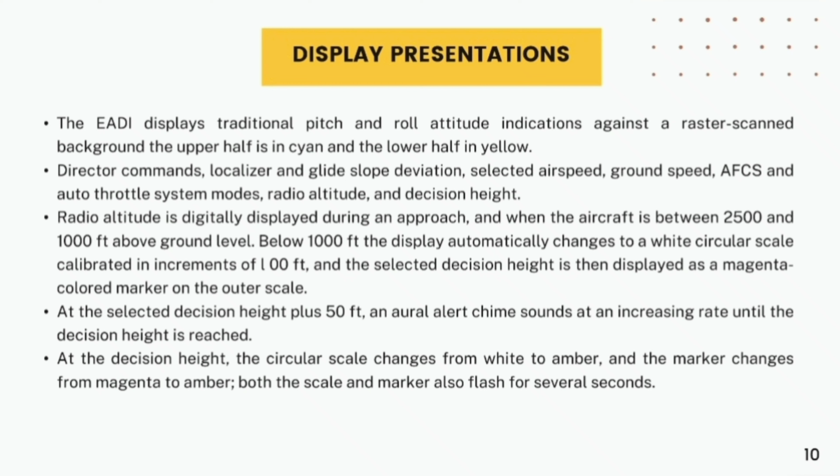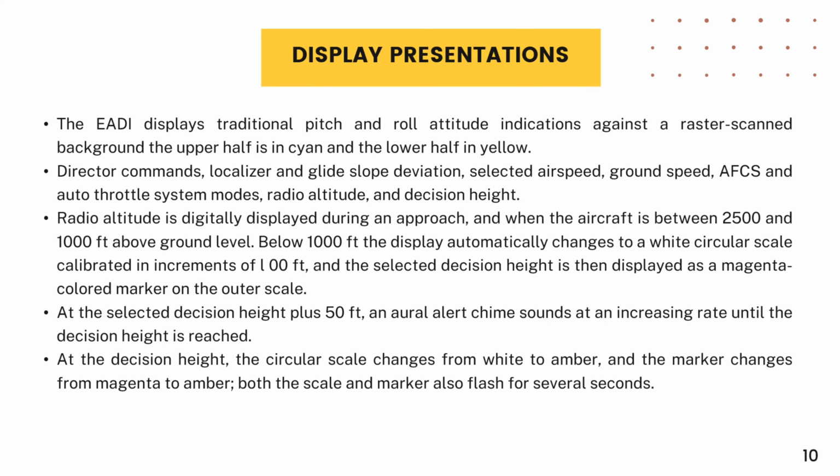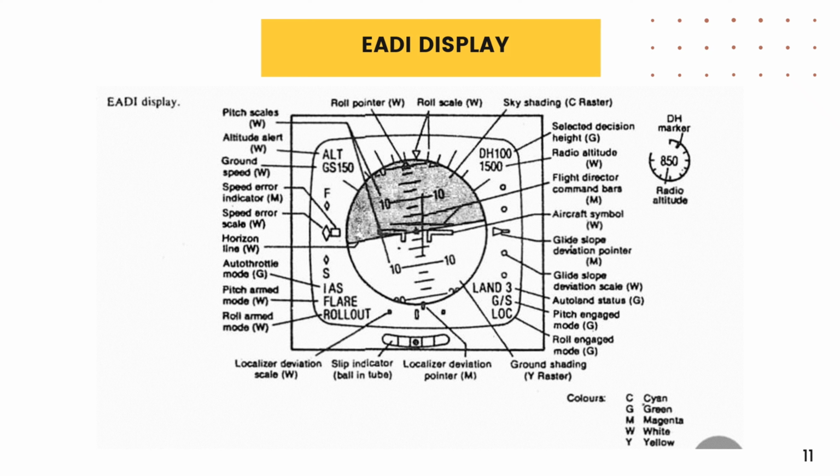At 1000 feet, the display automatically changes to a wide circular scale calibrated in increments of 100 feet, and the selected decision height is then displayed as a magenta colored marker on the outer scale. At a selected decision height plus 50 feet, an aural alert chime sounds at an increasing rate until the decision height is reached. At the decision height, the circular scale changes from white to amber and the marker changes from magenta to amber. Both the scale and marker also flash for several seconds. This figure shows the EADI display.